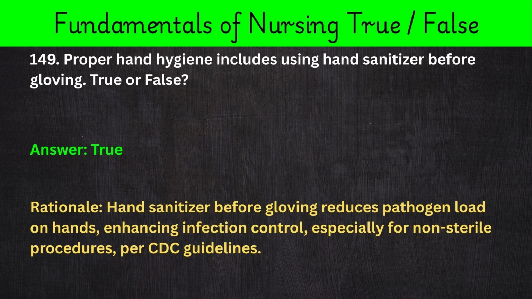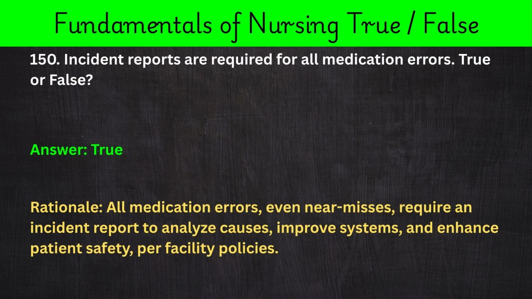True or false? Answer: true. Rationale: Hand sanitizer before gloving reduces pathogen load on hands, enhancing infection control, especially for non-sterile procedures, per CDC guidelines. 150. Incident reports are required for all medication errors.